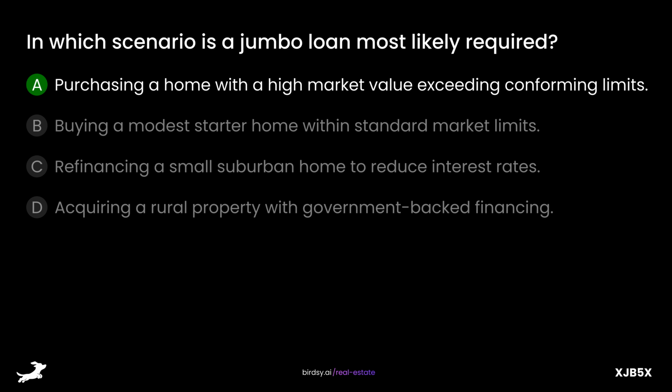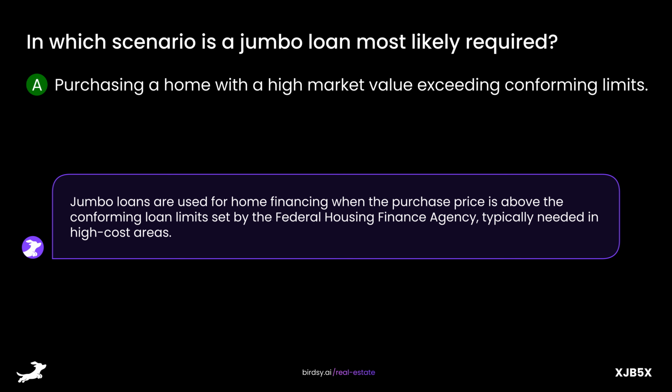The answer is A, purchasing a home with a high market value exceeding conforming limits. Jumbo loans are used for home financing when the purchase price is above the conforming loan limits set by the Federal Housing Finance Agency, typically needed in high-cost areas.